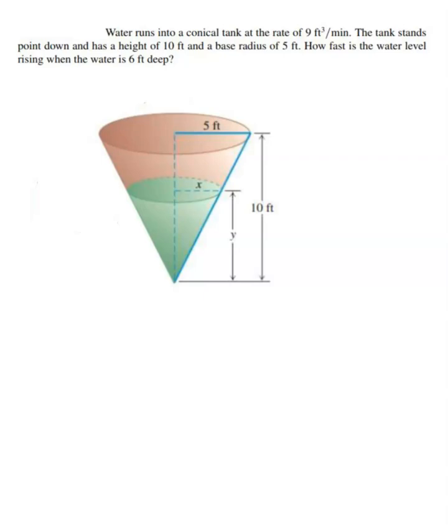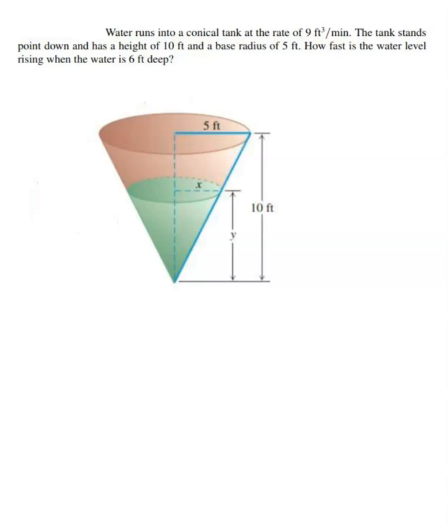Water runs into a conical tank at the rate of 9 cubic feet per minute. The tank stands point down and has a height of 10 feet and a base radius of 5 feet. How fast is the water level rising when the water is 6 feet deep?